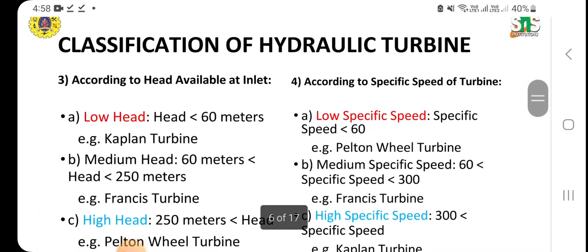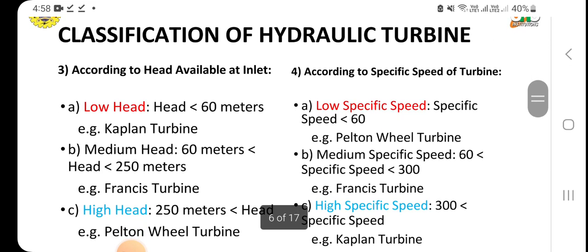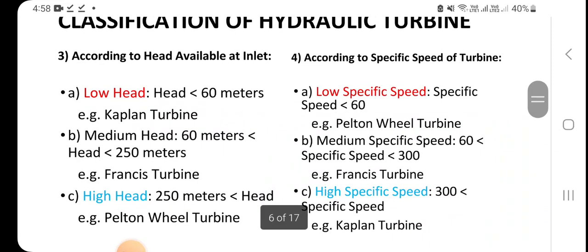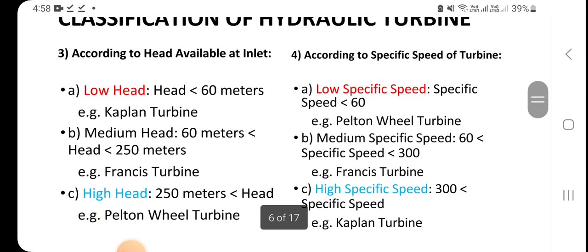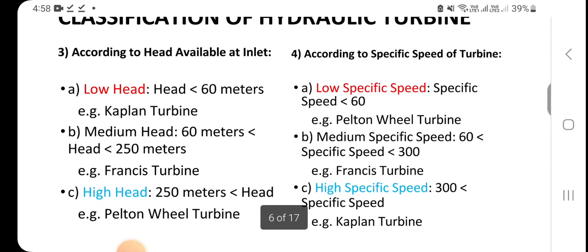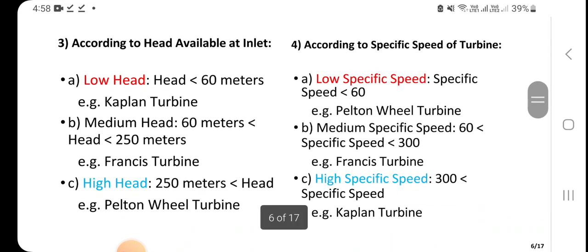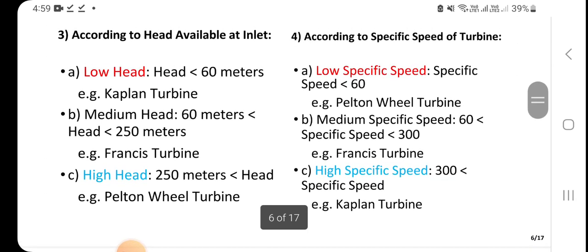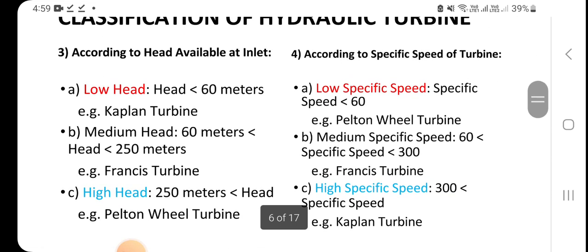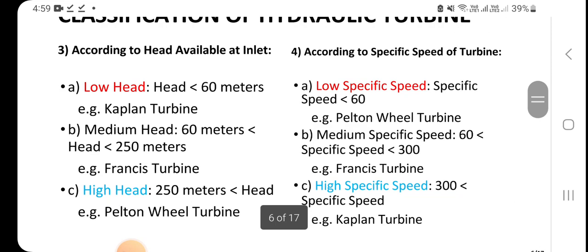Classification of hydraulic turbines according to the head available at inlet and the specific speed of the turbine. Low head, less than 60 meters: Kaplan turbine is used. Medium head, if the head of the water in the reservoir is between 60 and 250 meters: we can use Francis turbine. High head, an example being a dam, greater than 250 meters of head: we use Pelton wheel turbine.